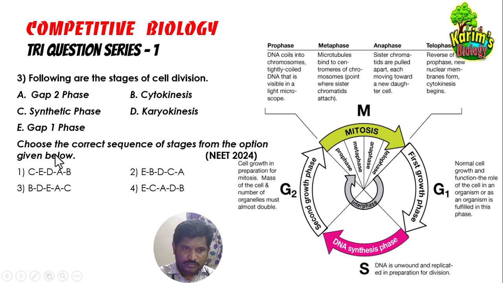First stage will be gap 1 phase, which is G1 phase, and the second step will be synthetic phase, and the third phase will be gap 2 phase, and the next phase will be the division of the nucleus, which is karyokinesis, and the last stage will be cytokinesis, which is the division of cytoplasm, thereby completing the process of cell division. So the correct order here will be E, C, A, D, B. So the correct answer will be option 4, E, C, A, D, B.